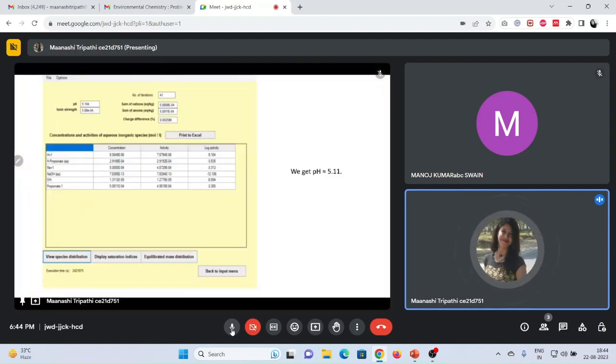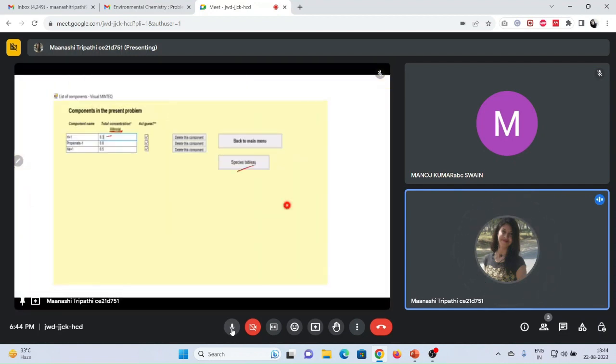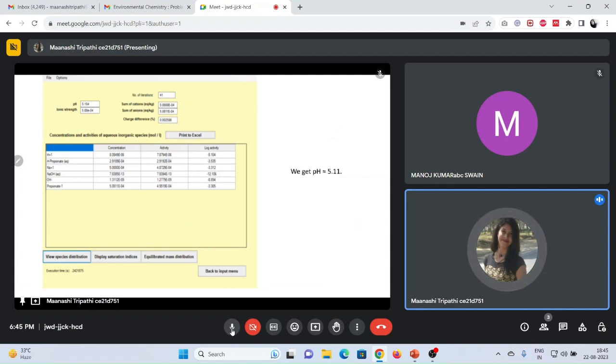And when we click here, species, this is what we get. And we can see how much H plus we are getting. It's 5.104. So what is the pH? It is around 5.11. Okay, so this is still below the drinking water range.